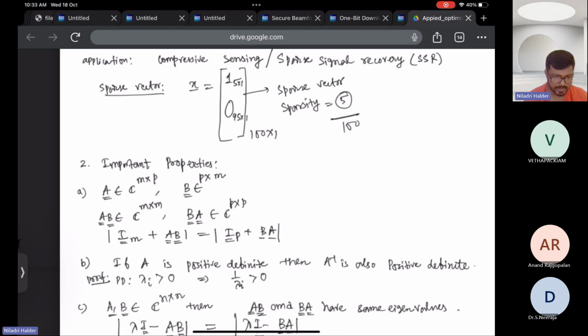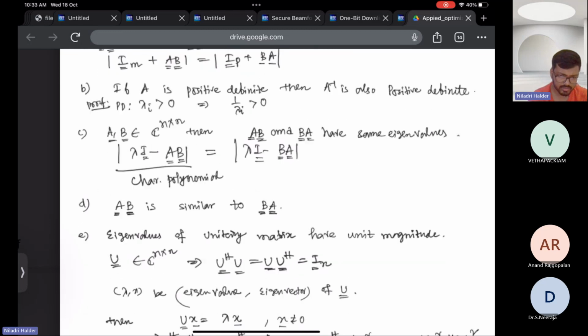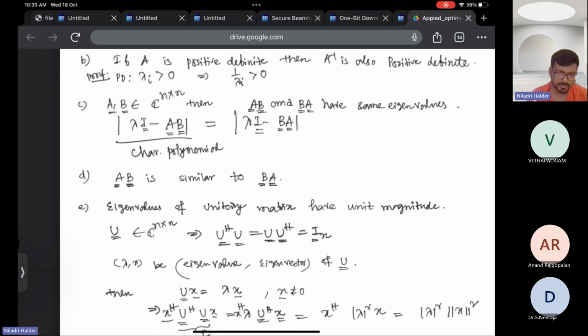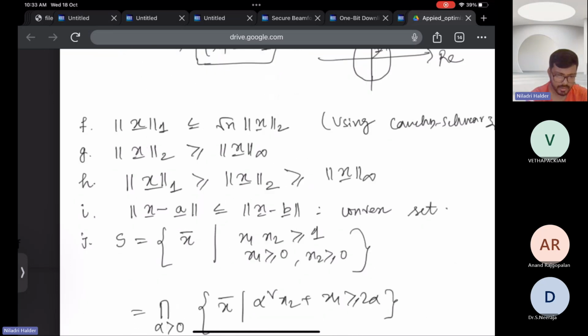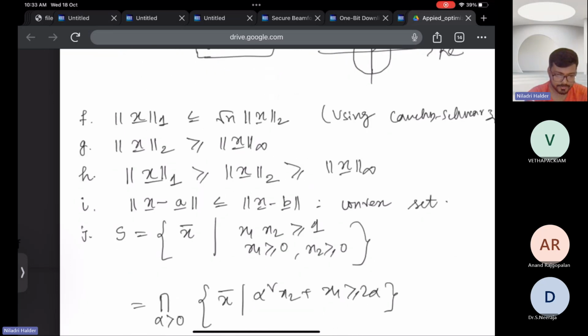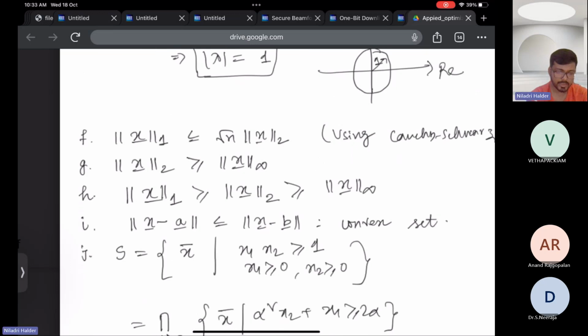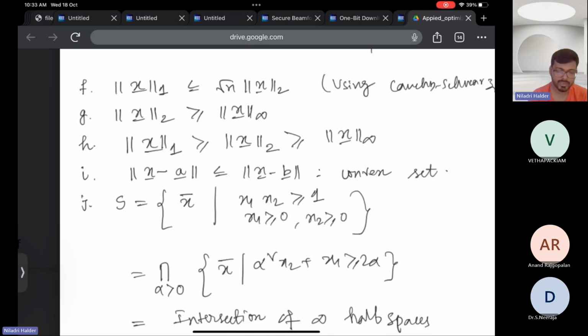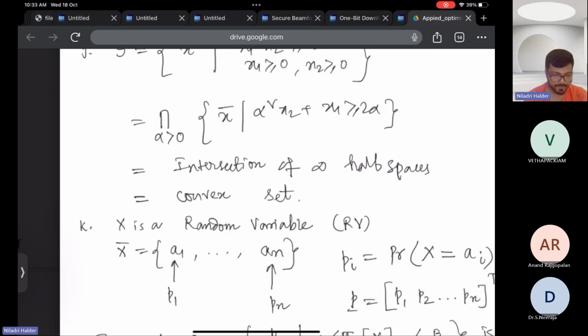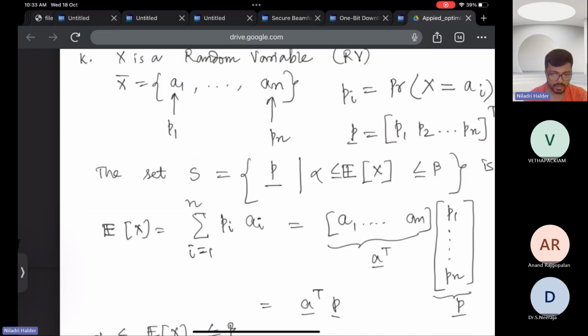So okay, then there are some important properties the professor taught in the class. AB is similar to BA; those properties are there. Then the x1 norm is less than or equal to root n times the x2 norm, where n is the dimension of the vector, and the x2 norm is greater than or equal to the x infinity norm. And the x1 norm is greater than or equal to the x2 norm. So that means the x1 norm is greater than or equal to the x2 norm, which is greater than or equal to the x infinity norm, always.